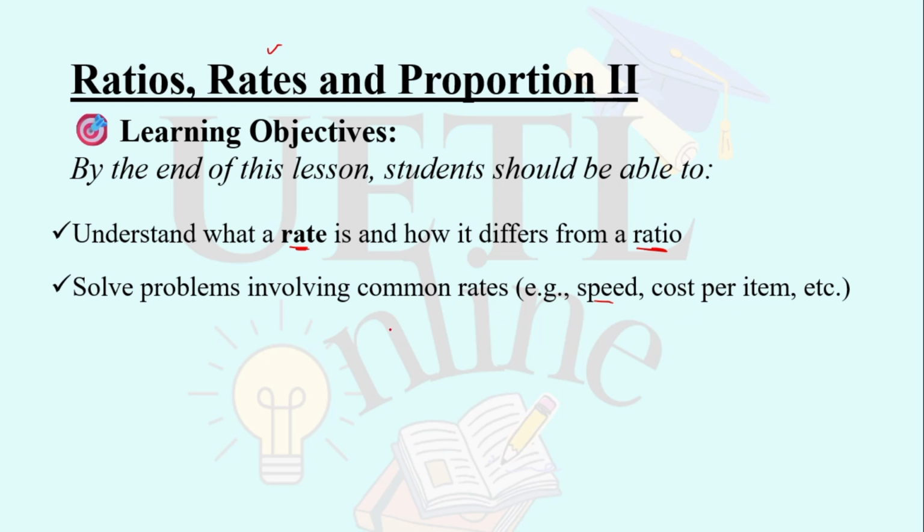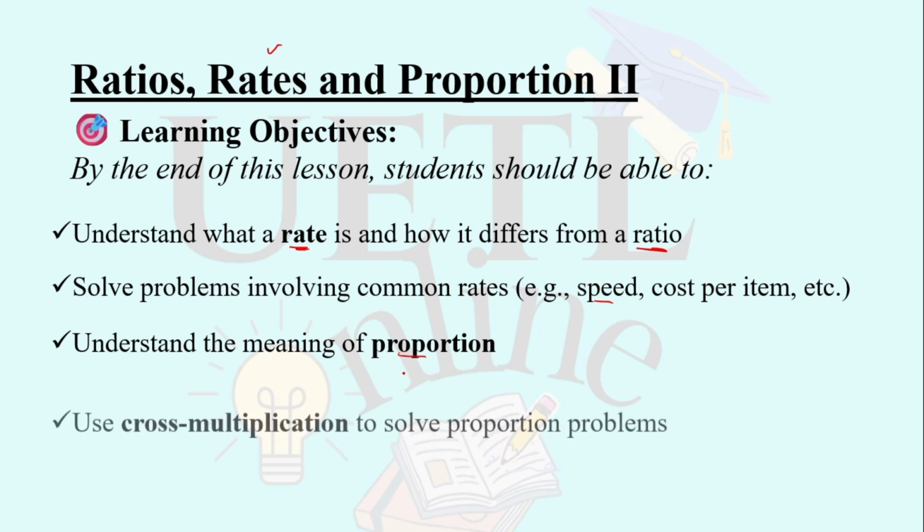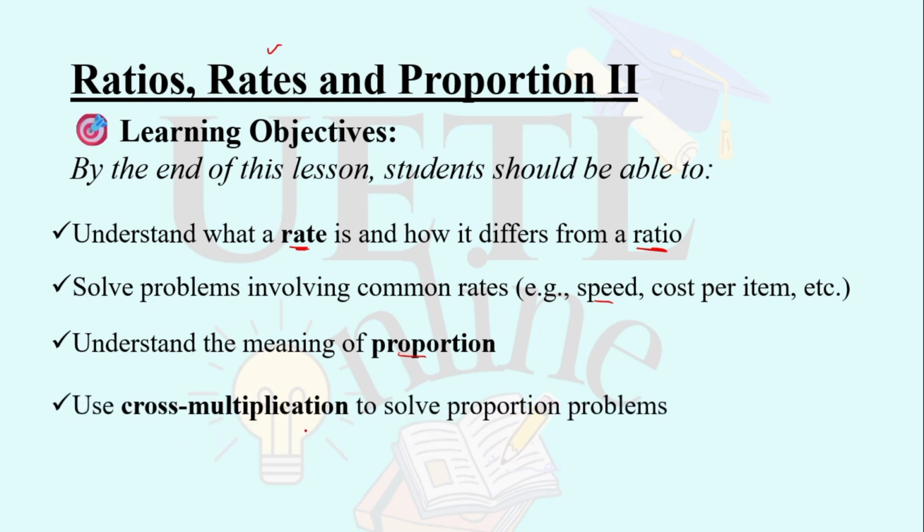The other objective is to understand the meaning of proportion. You just have to know what a proportion is and understand its meaning. Then we're going to use cross multiplication to solve proportion problems. When we're given proportion problems, you have to use cross multiplication to solve them. So let's get into it.